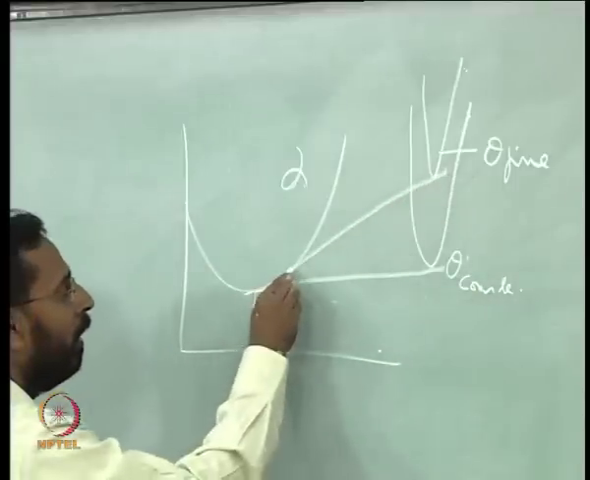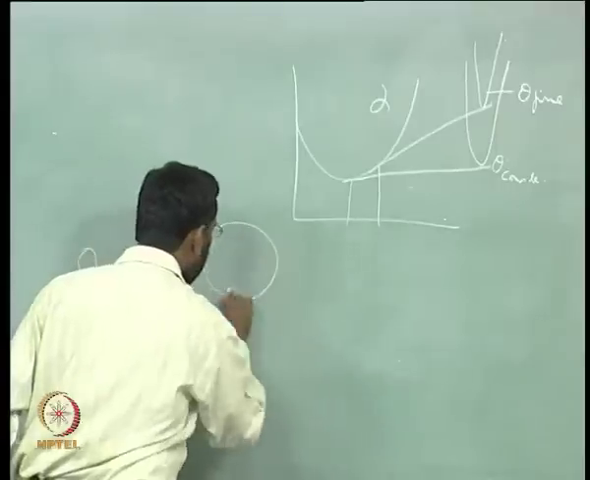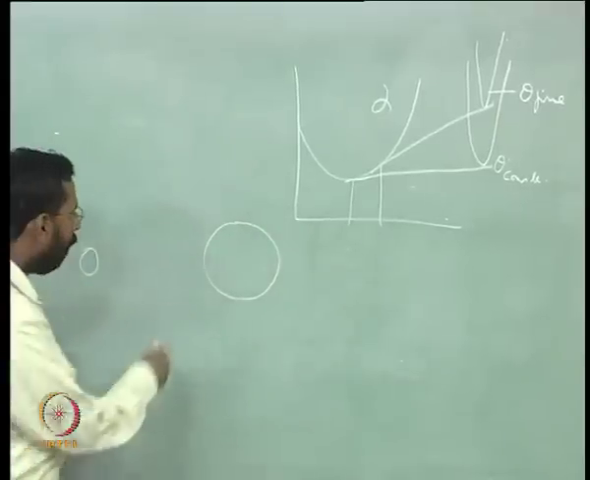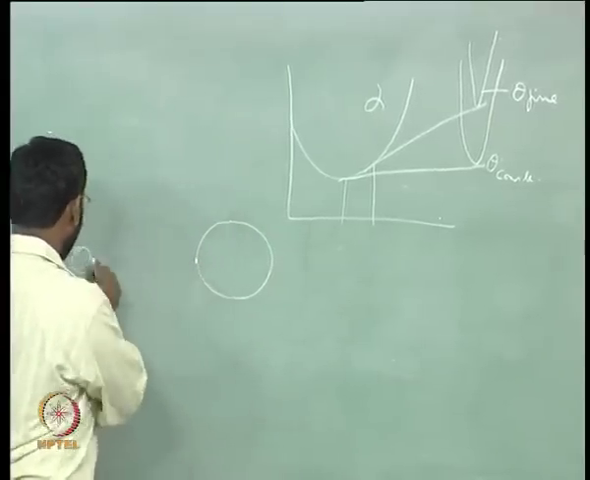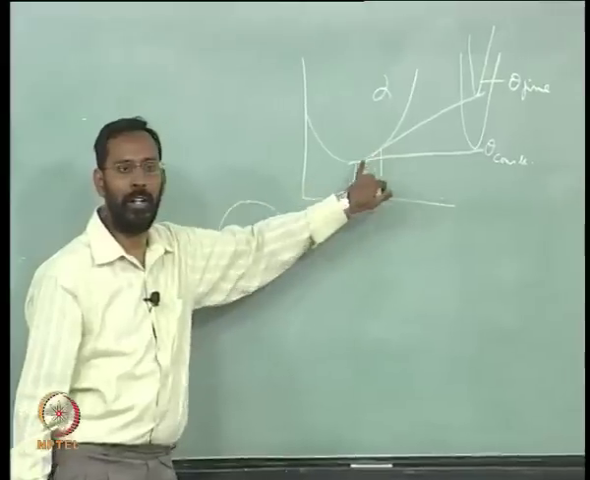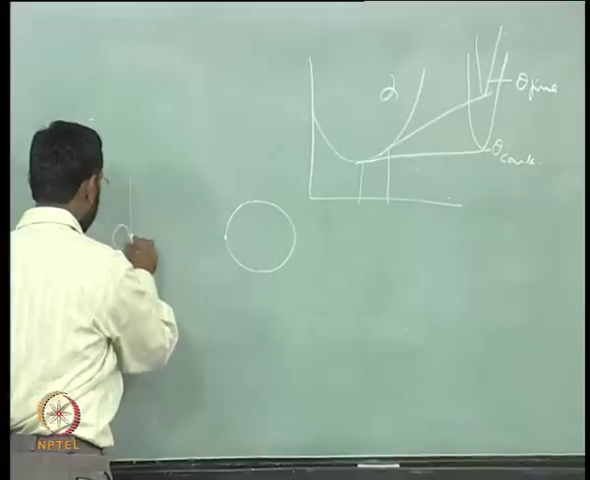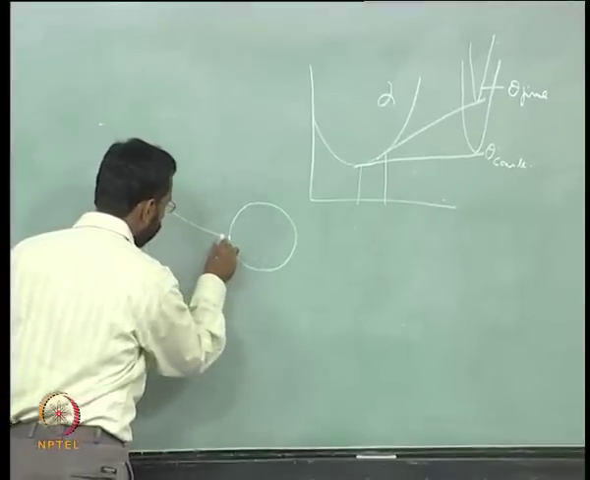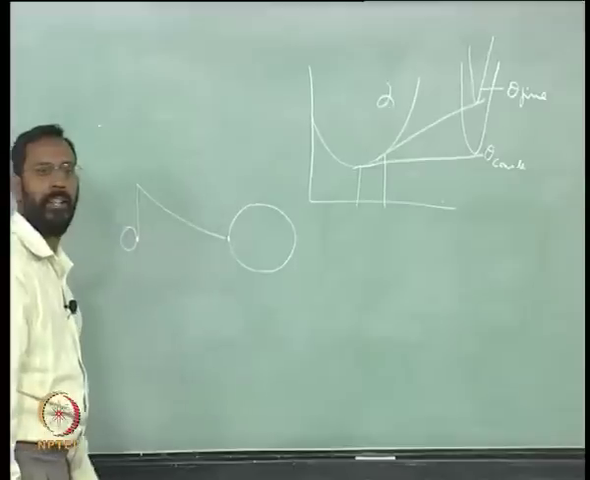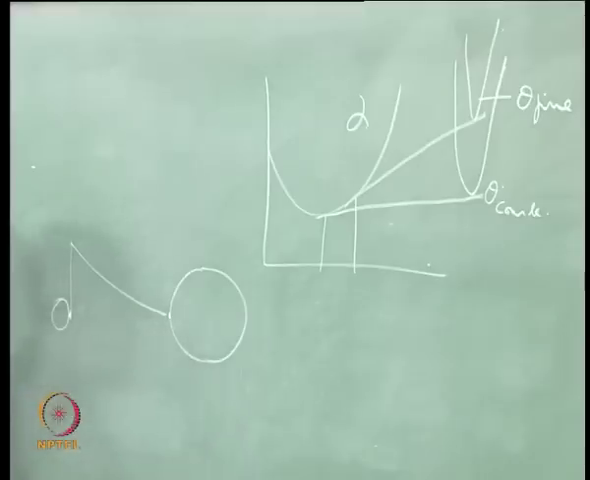You see that there is a difference in the composition. If I have a fine particle and a coarse particle, the alpha in front of the coarse particle and the alpha in front of the fine particle have different compositions, and the fine particle has a higher composition than the coarse particle. So if I draw a concentration profile, you may get something like this. Here you have a higher concentration, here you have a lower concentration.